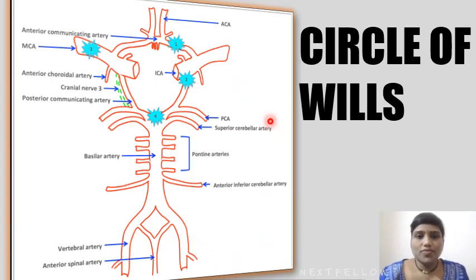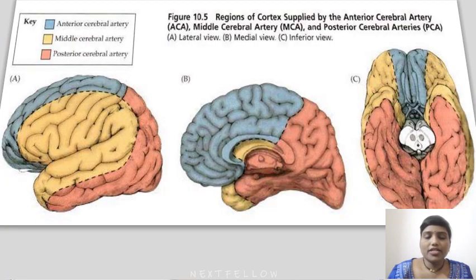So what happens when there is occlusion of the anterior, middle, posterior and internal carotid arteries? Anterior cerebral artery supplies most of the medial surface of the cerebral cortex, whereas middle cerebral artery supplies most of the superolateral surface of the cerebral cortex, whereas posterior cerebral artery supplies most of the inferior surface of the cerebral cortex. While studying, you have to keep these things in mind.